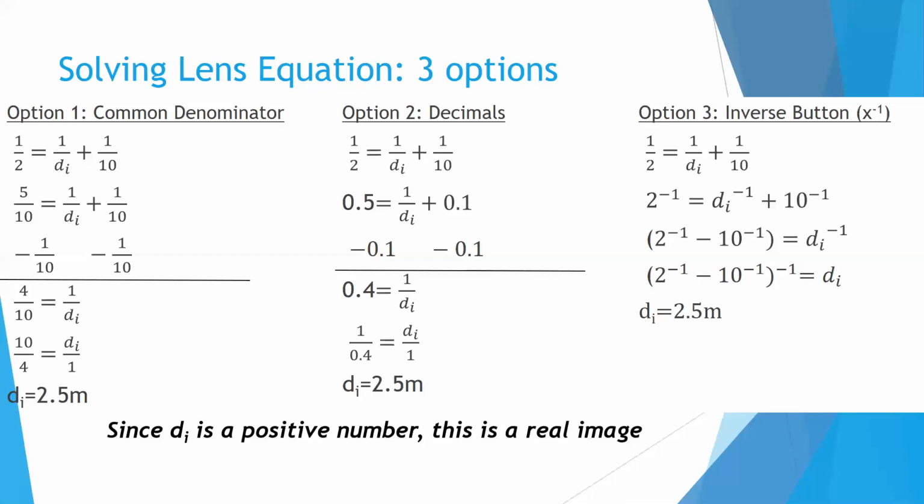So key point: since DI is a positive number, that tells us that our image is real. Remember, positive numbers are on the right side, the opposite side from our object. So that means the image is on the opposite side of the lens, so it's a real image. So you could shine this image onto a screen and look at the screen to see it.